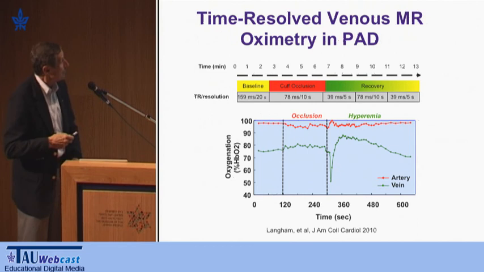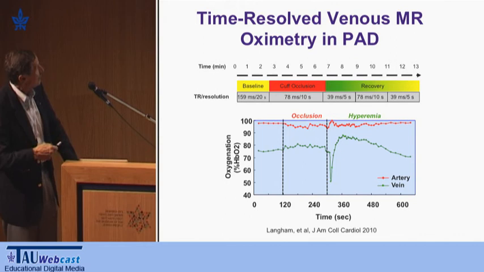But here's the idea. Baseline for a certain period of time, then cuff occlusion. We are not particularly interested in what's going on during cuff occlusion, so this is the arterial saturation. You can see it hovers right around 100%. We also measured this with the dynamic susceptometry.